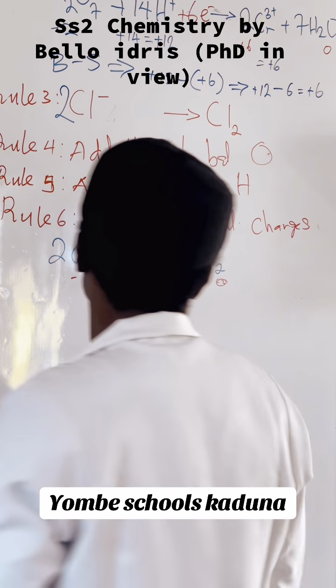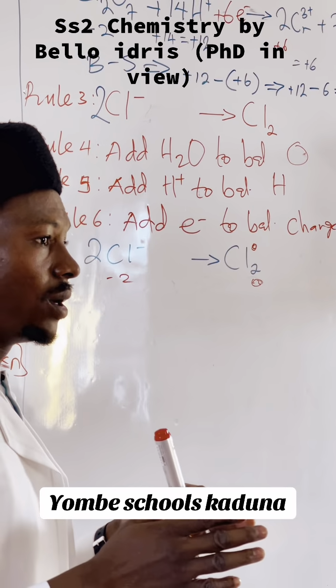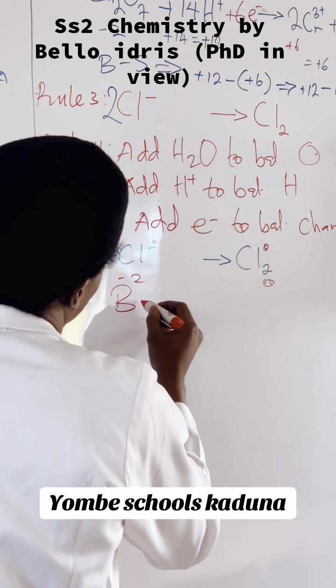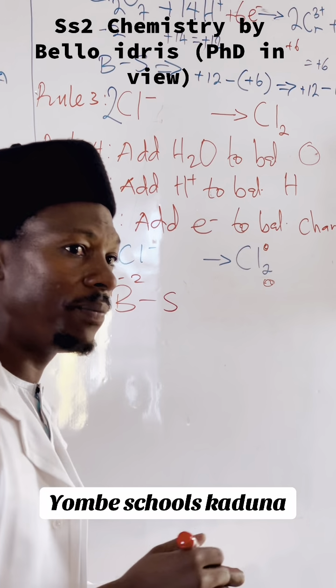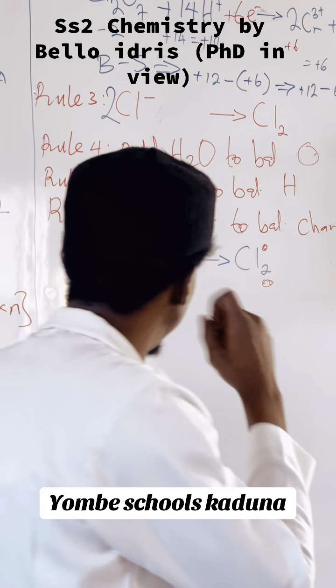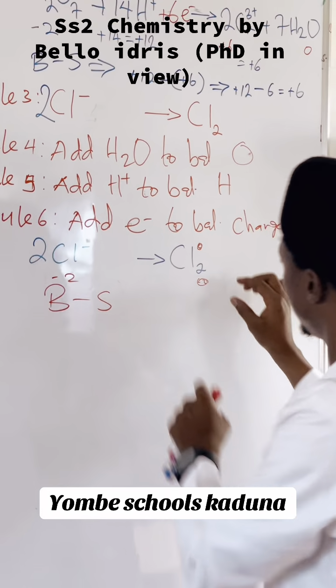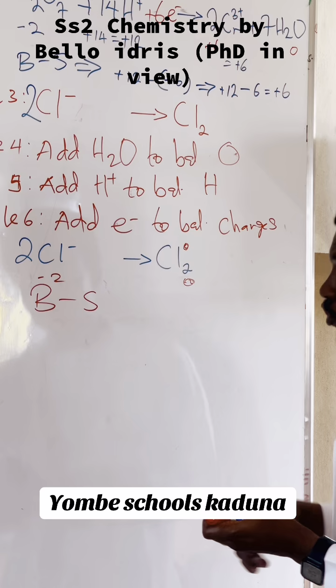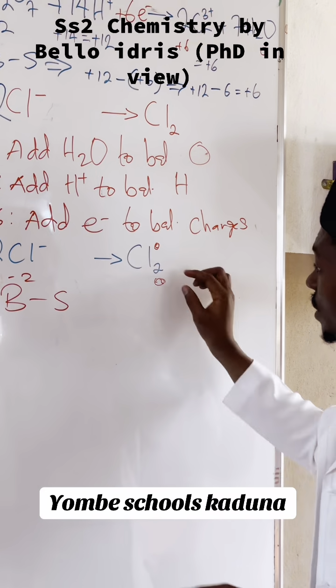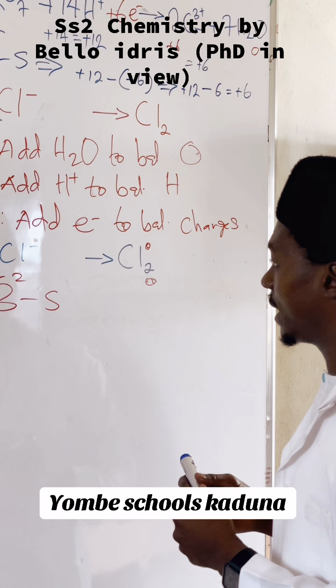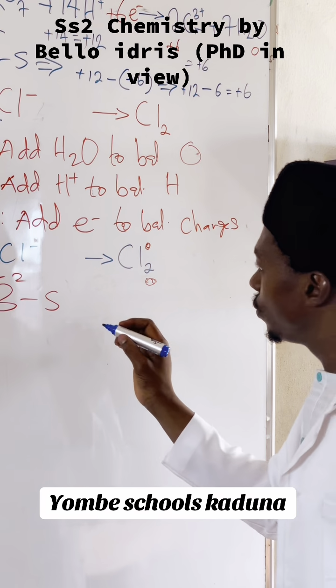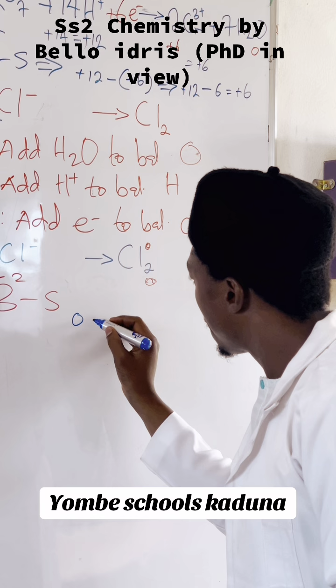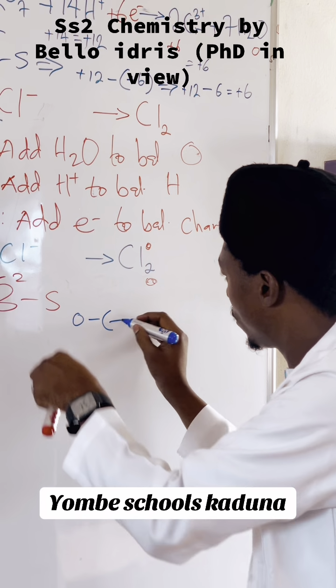So now, to balance the charges, we said what? Bigger number minus smaller number. Between minus 2 and 0, which one is bigger? 0 is bigger than minus 2, because minus 2 is negative and 0 is neutral. Okay? Yes. So now, we said 0 minus minus 2.